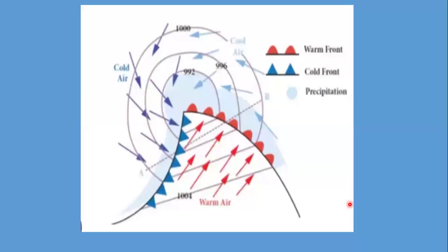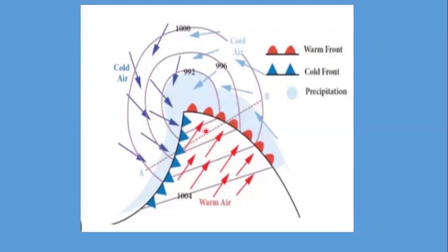Temperate cyclones develop in the temperate region which lies between the Tropic of Cancer and the Arctic Circle in the northern hemisphere, and the Tropic of Capricorn and the Antarctic Circle in the southern hemisphere. Temperate cyclones occur in the belt of westerlies. Temperate cyclones, we say, are frontal in origin.